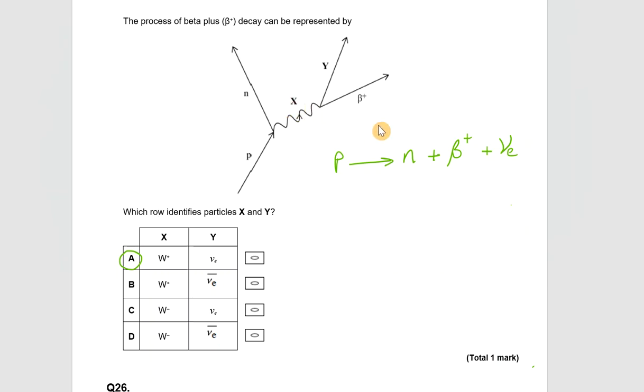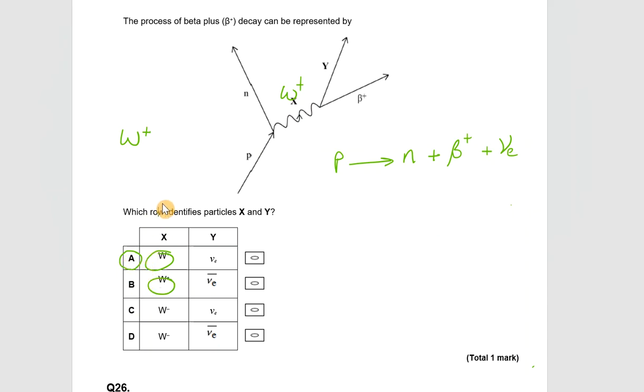You also have to know what the force carrier is. Well, it's a weak interaction that's occurring, and weak interactions are always mediated by the W boson, and they can be either plus or minus. In this particular case, we've got a proton decaying into a positron, so a positive particle decaying into another positive particle, so that needs to be a positive mediating particle in order to carry that positive charge away from the proton. So X is a W plus. So we've got A and B as options at the moment.